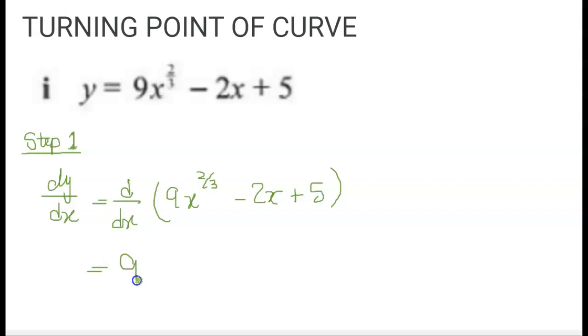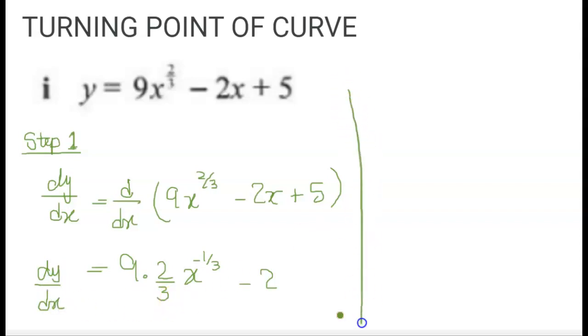So when you differentiate, 9 is here, 2 over 3 comes out, and reduce the power by 1. So 2 over 3 minus 1 is minus 1 over 3. You can do that in your calculator. It will give you the answer minus 1 over 3. Minus 2, because the differential of the 5 is 0. Obviously, you need to do all the steps. So that becomes dy over dx equals that.